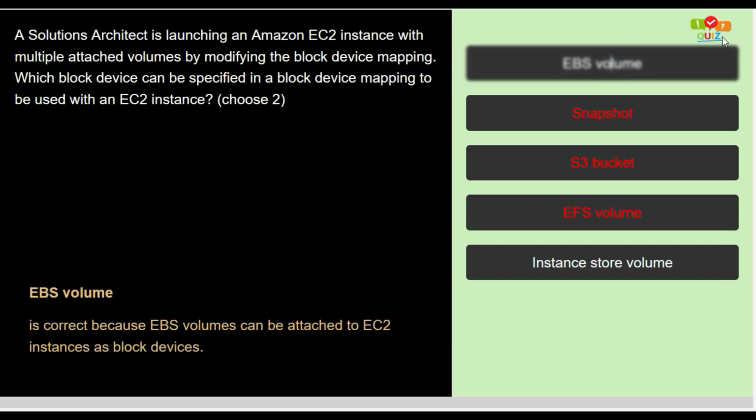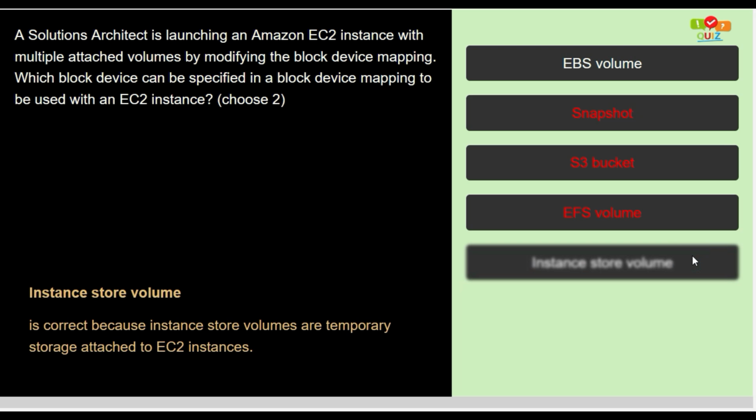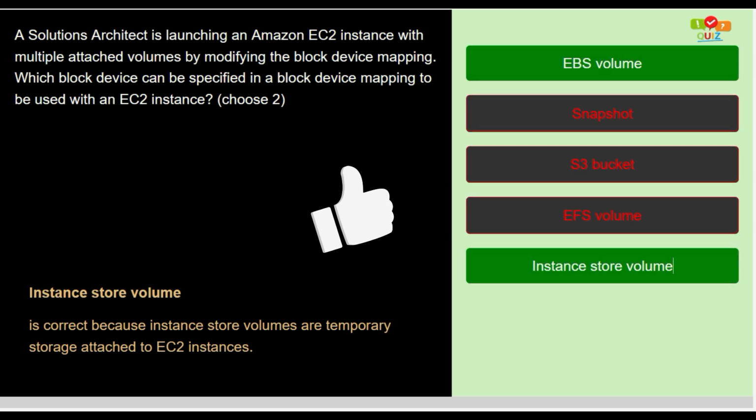Option 1 EBS volume is correct because EBS volumes can be attached to EC2 instances as block devices. So option 1 is one correct answer. Another correct answer is option 5 instance store volume. This option is also correct because instance store volumes are temporary storage attached to EC2 instances. So at the end your option 1 and option 5 are the correct answers. Got it? Now let us move to the next question.